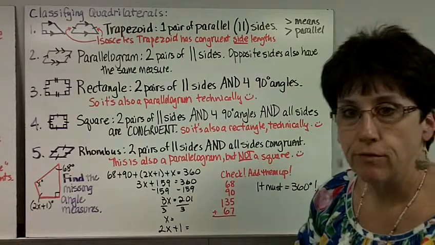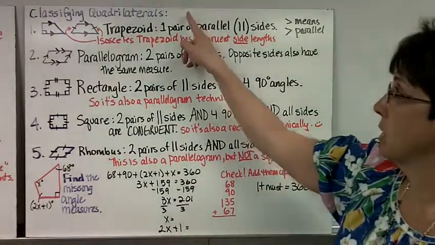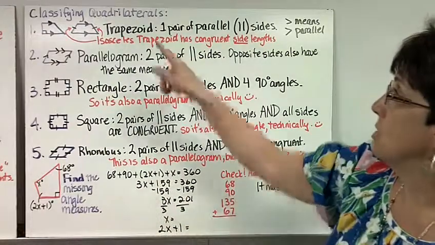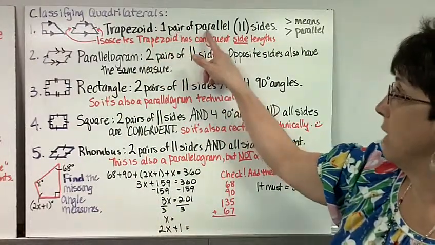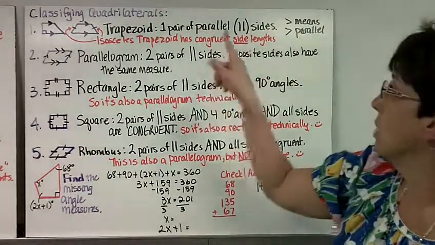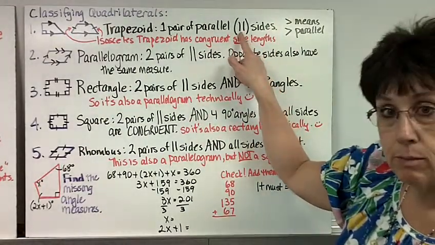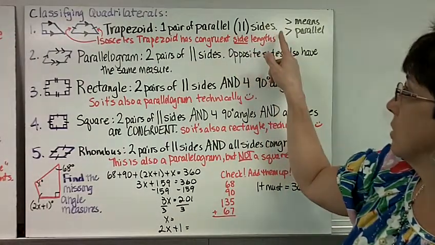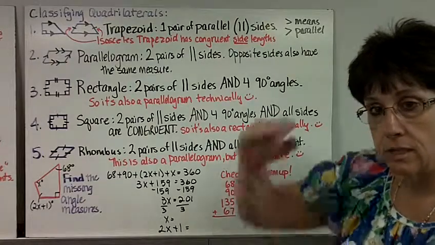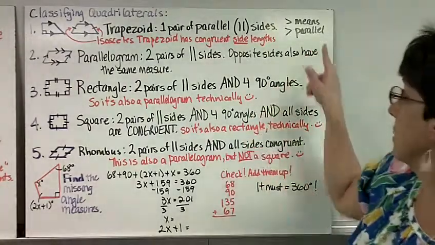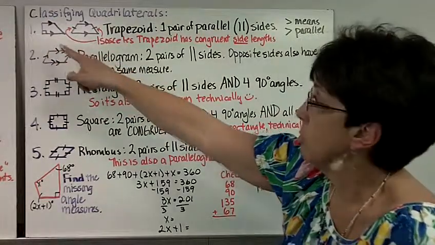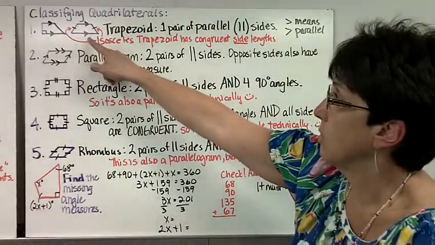Now we're going to classify or name our quadrilaterals. The first one I have listed is a trapezoid. Trapezoids have 1 pair, remember that means two, but it's 1 pair of parallel, and remember that's the symbol for parallel, sides. Okay, so when you see these little arrowheads on sides that are across from each other, that means they're parallel. Okay, so in this one and this one, the top and bottom are parallel. This one, the top and bottom are parallel.